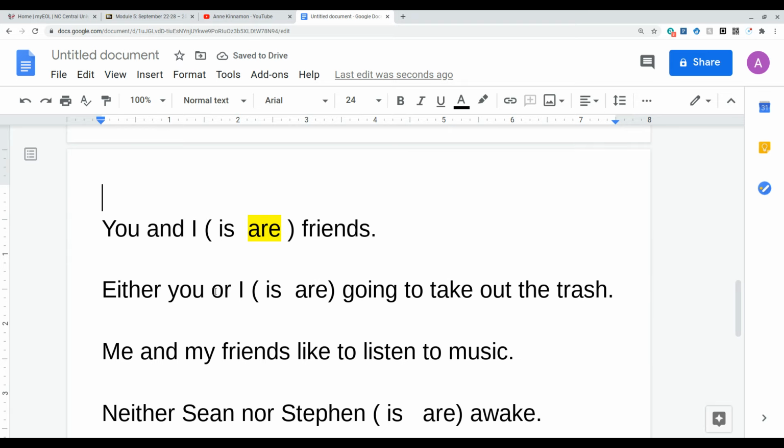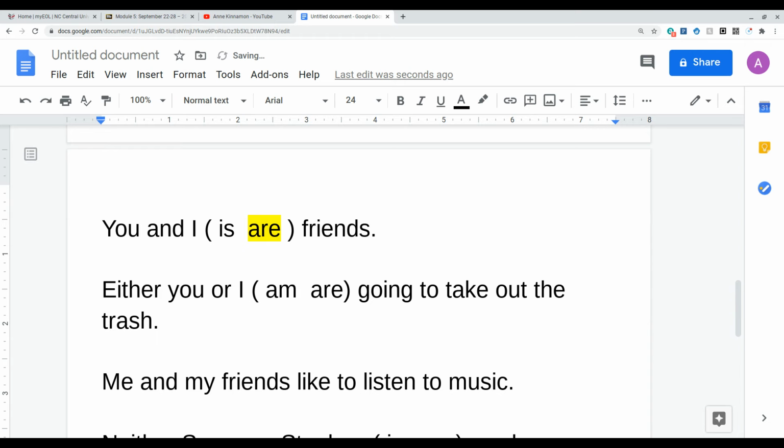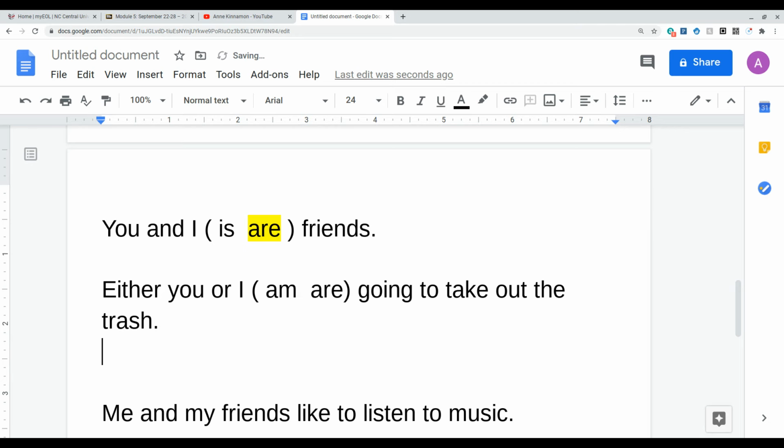Now notice it's different when we use or, because it's either you or I. Either you or I is, because, oh, I have the wrong one. I cannot do that. Oh, I have a mistake. Don't you notice that I need to have am here? That is different. Either you or I am going. And notice I would never say you am, but since I is closer to the verb, I'm going to say I am.